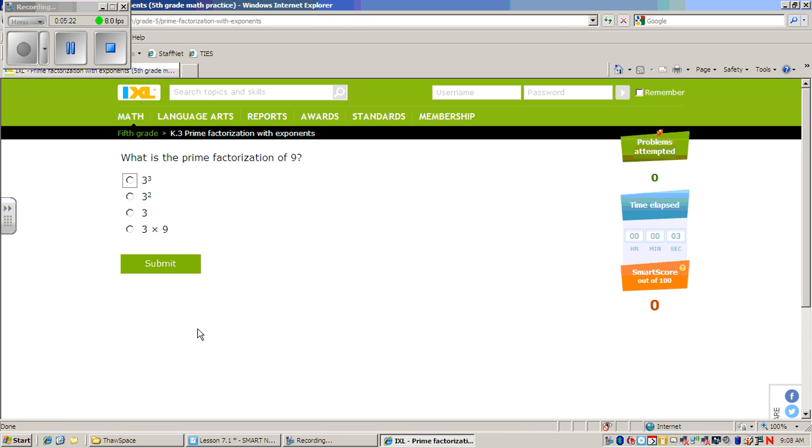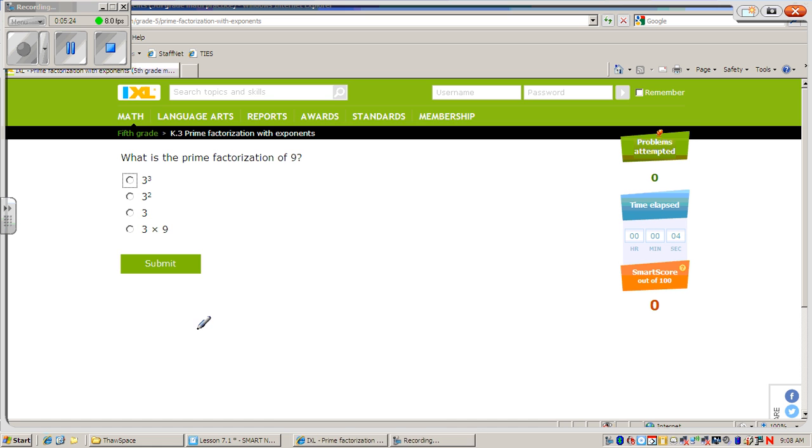What is the prime factorization of 9? So again, if I draw my little tree, I draw this and I have 9. Sorry, that doesn't look so good. I put 9 at the top and I know 3 times 3 is 9. Now again, I have two 3's, they're both prime.